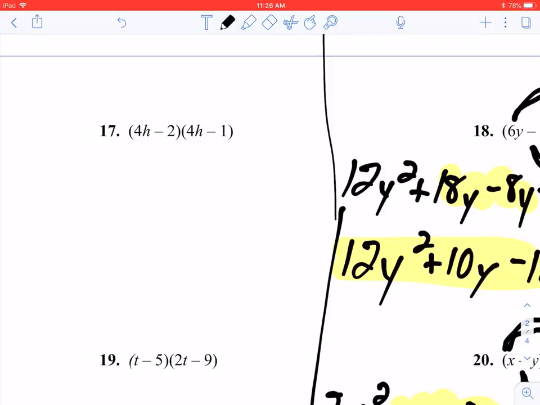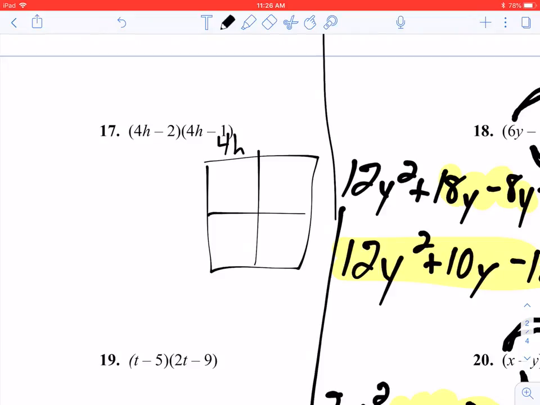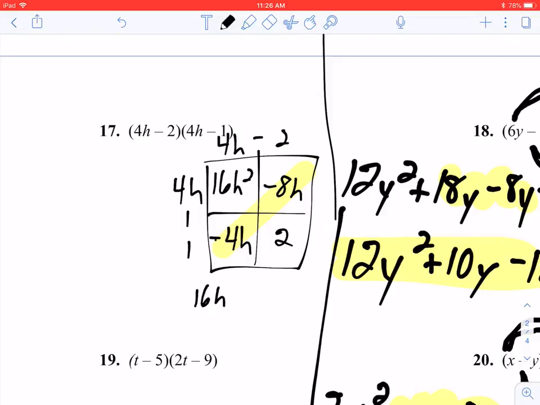All right, moving on to number 17. Box method to start. 4h minus 2, 4h minus 1. 4h times 4h is 16h squared. 4h times 1 is negative 4h. 4h times negative 2 is negative 8h. And then negative 1 times negative 2 is positive 2. These two are like terms, so we have 16h squared minus 12h plus 2.